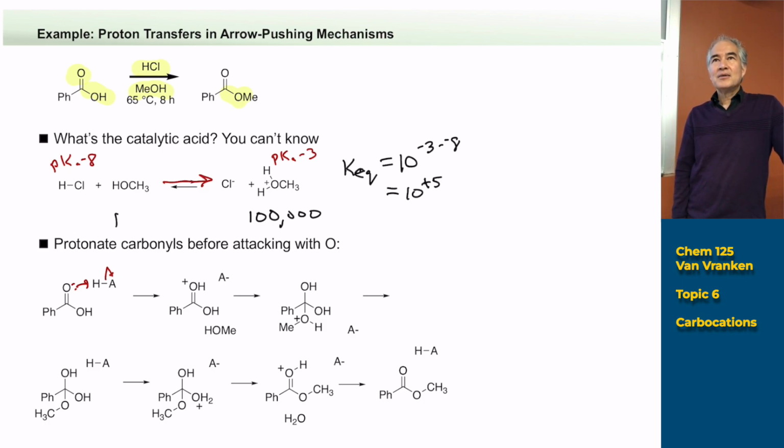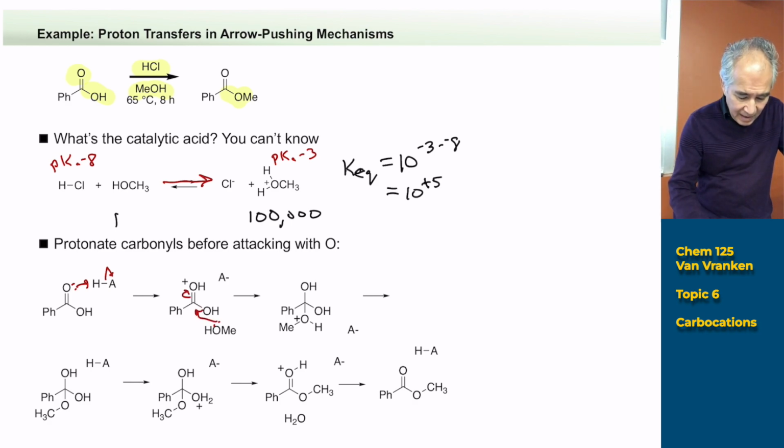You can't know. So that's why I would encourage you to use HA as a symbolic acid, and you don't claim any knowledge about which of those two species is doing the proton transfer. The rest of this mechanism goes along, and there's more proton transfers here in this mechanism.